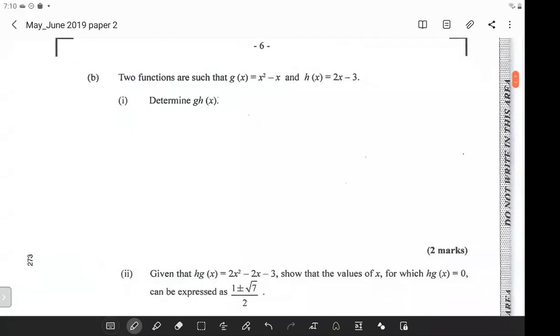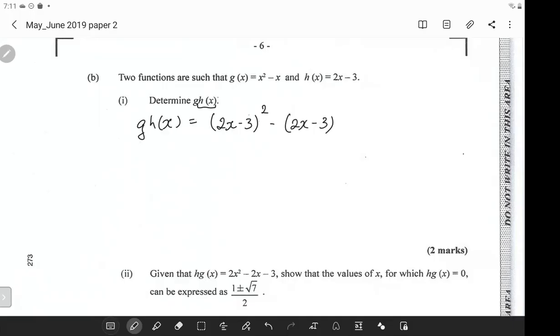Part B. Two functions are such that g of x equals x squared minus x, and h of x is equal to 2x minus 3. Determine gh of x. That means wherever we see x in g, we're replacing it with h. So gh of x is equal to, now it's x squared, but we want to replace all the x's with h of x. So we have (2x minus 3) squared minus (2x minus 3).